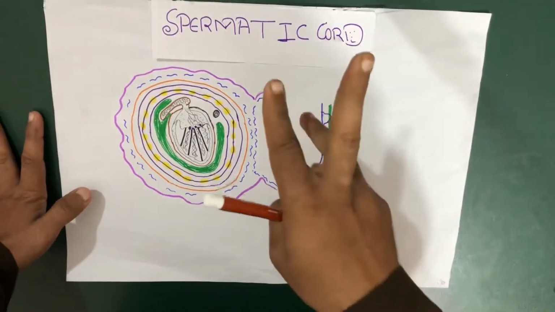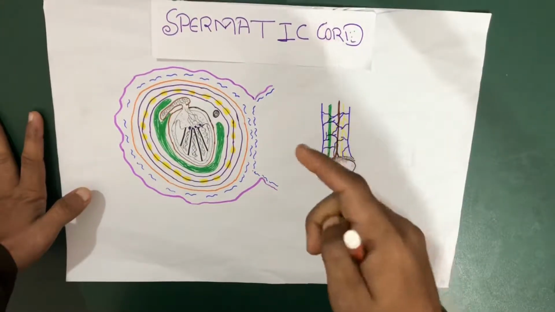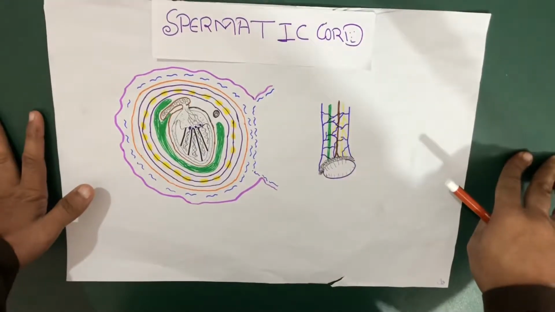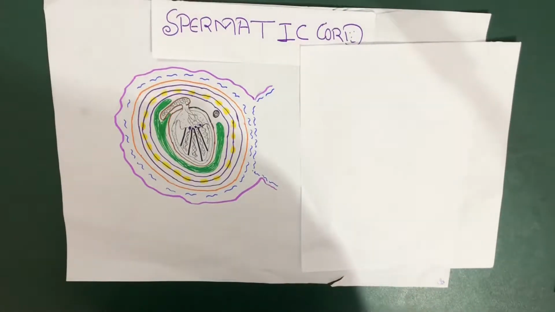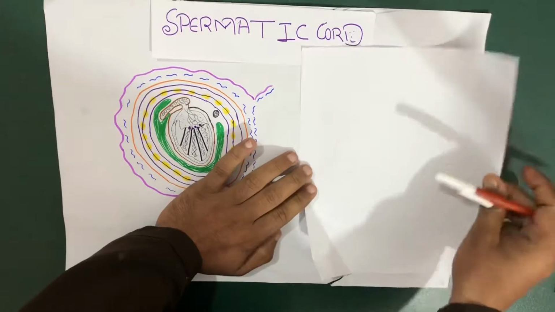We know that the inguinal canal has two openings, that is the superficial inguinal ring and the deep. So the spermatic cord always begins at the deep inguinal ring. Let's talk about the structures of the deep inguinal canal. We have the following structures in the deep inguinal canal.